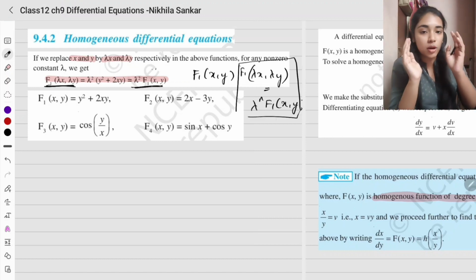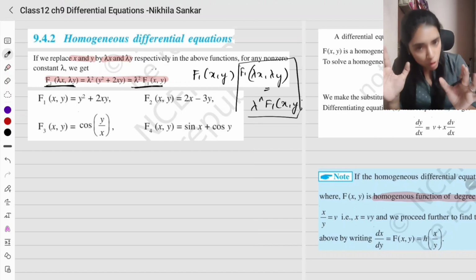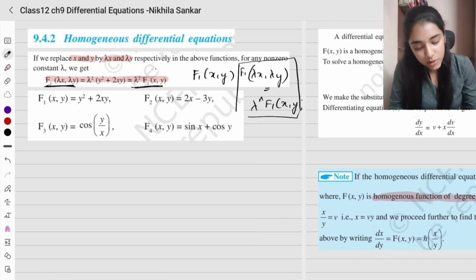So if we get this formula, we say that the solution is homogeneous. Okay, so let's see a few examples, you'll understand it better.